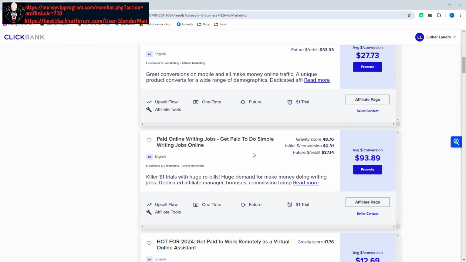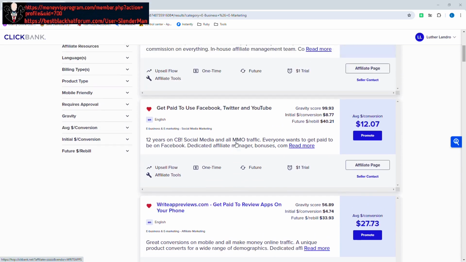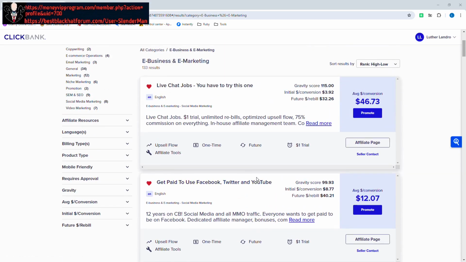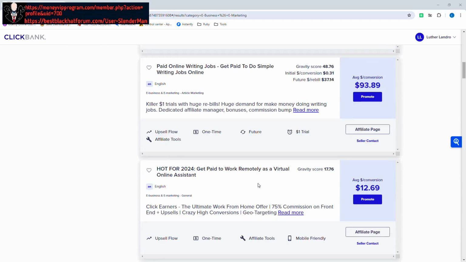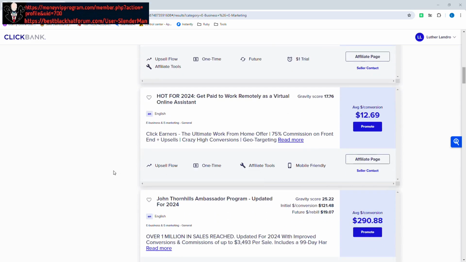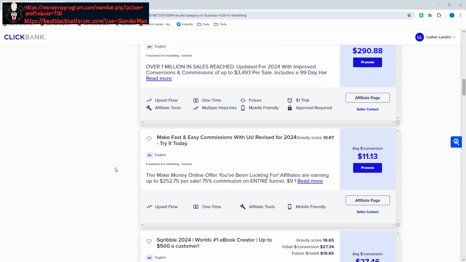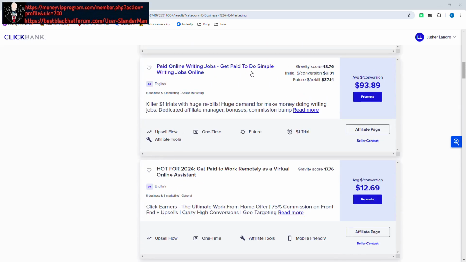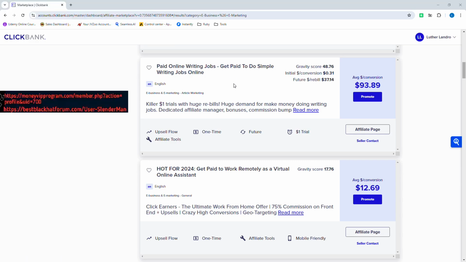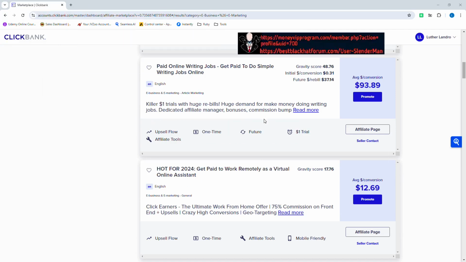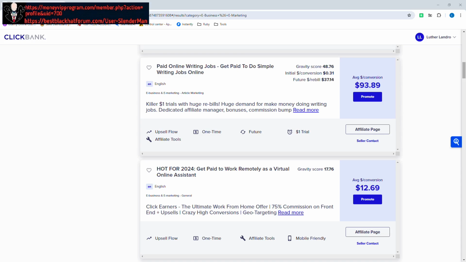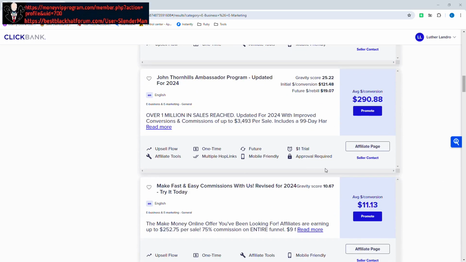You notice the trend right away. Get paid to do jobs, get paid to review apps, get paid to use Facebook, live chat jobs. So this is very broad appeal, broad market stuff. But this doesn't mean you can't leverage some of these language patterns, right? Get paid to do simple writing jobs, right? Get paid to, and remember, we just looked at an offer too, right? It was get paid to with offline clients. It was a client generation product. So you see a lot of common threads.